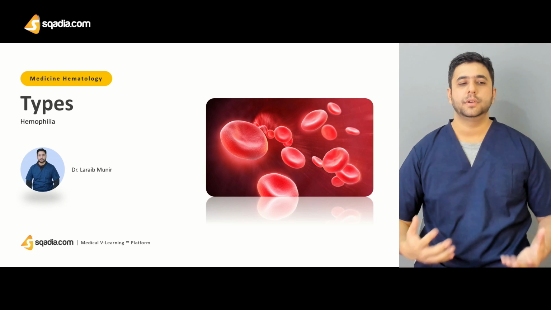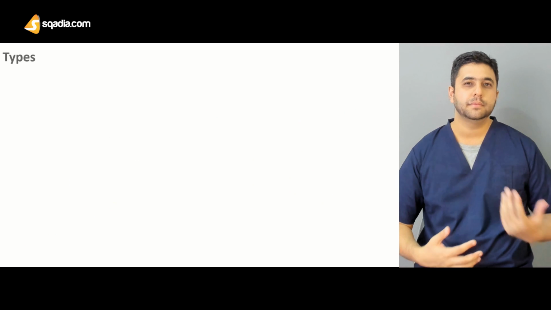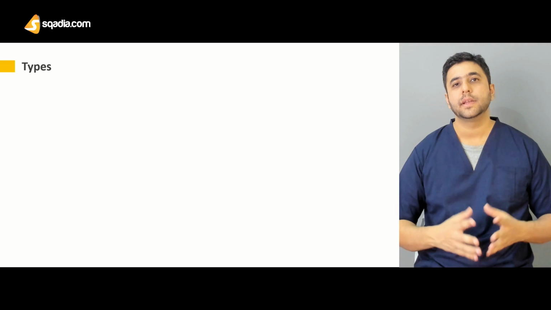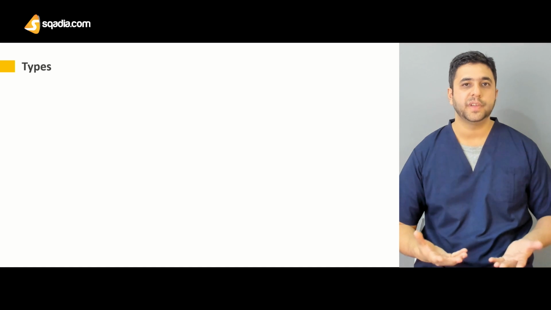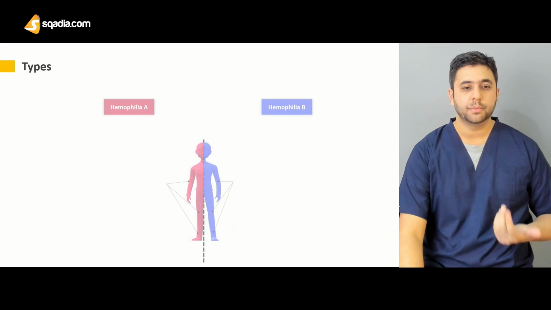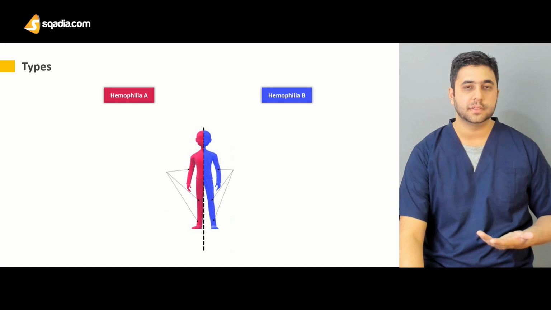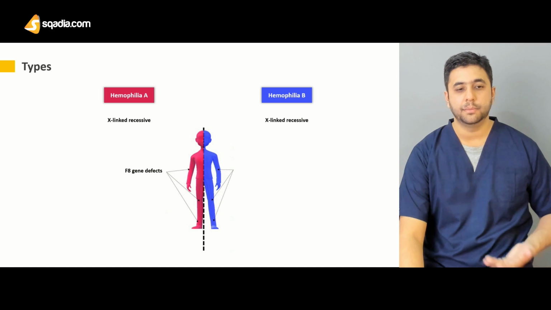Now let's talk about the various types of hemophilia. Hemophilia is basically a defect in the intrinsic pathway. So the most common ones are the factor 8 deficiency, which is hemophilia A, and the factor IX deficiency, which is hemophilia B. Now both of these are X-linked recessive diseases. So they are located on the X chromosome. Since they are X-linked recessive, they can be passed from the mother to the male born child.